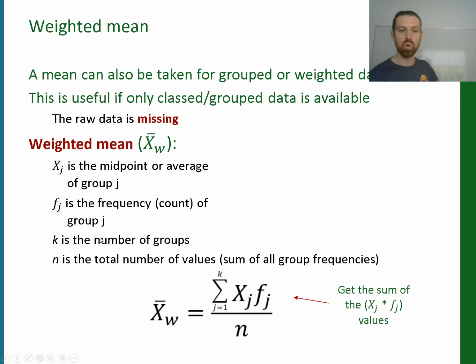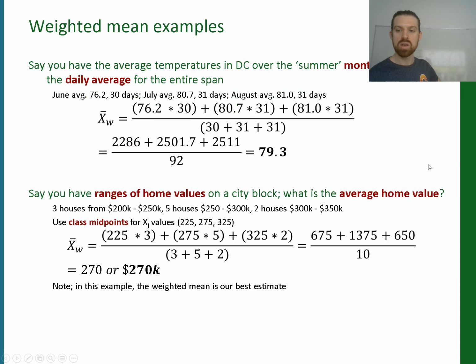And then we need to do this for all of the number of groups, okay? They need to be summed together. And then n is the total number of values across all of the different frequencies, okay? So let me give you some examples because that's kind of high level.